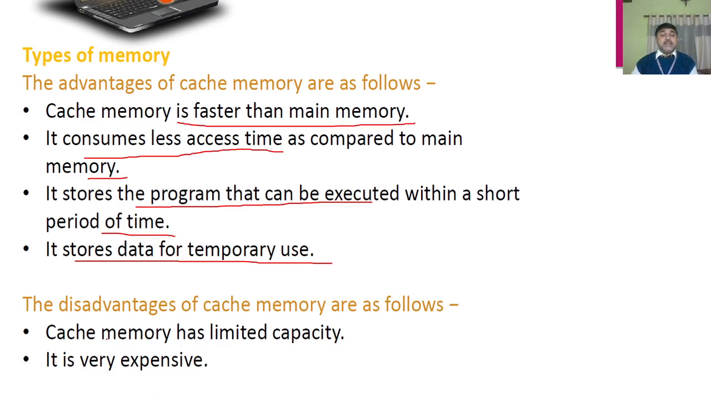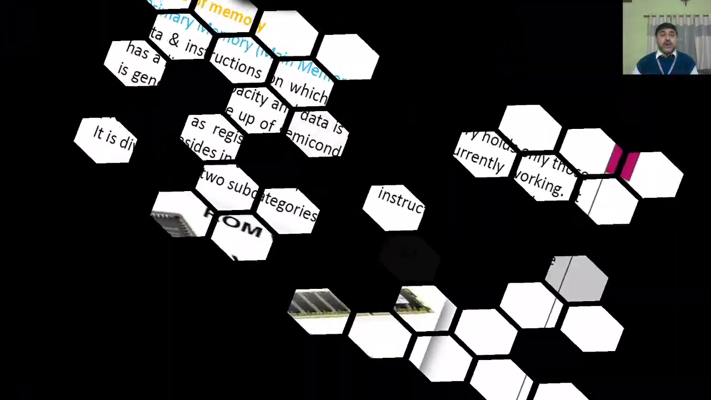Cache memory has a limited capacity. Clear? Cache memory has limited capacity, and it is very expensive. As the cache memory is very expensive, each cache memory will have its work in a different form and in a different way. The cache memory is introduced for different types of storage functions.